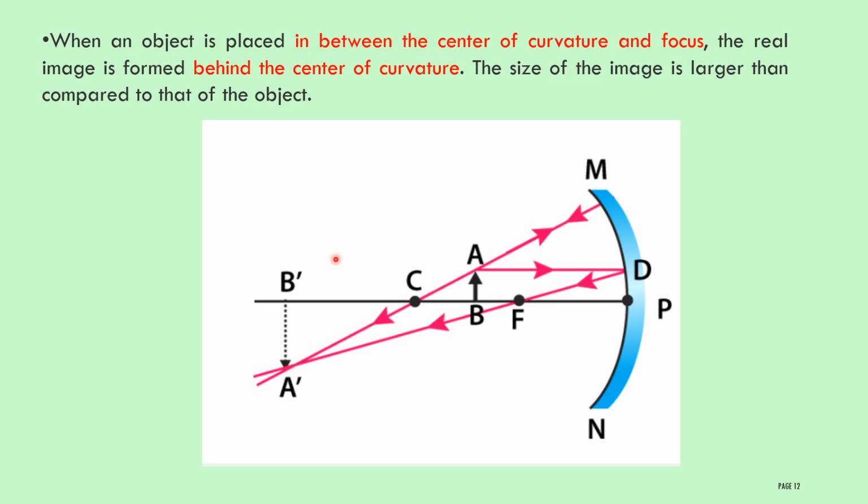Here you are keeping the object in between the center of curvature and focus, and you are getting the image beyond the center of curvature. You will get an image exactly on the screen, therefore the image is real. Let us compare the size of the image. The size of the image is larger compared to the size of the object. All these points you have to remember.